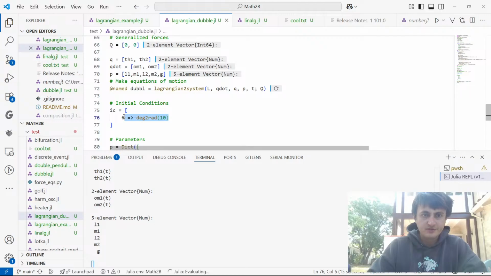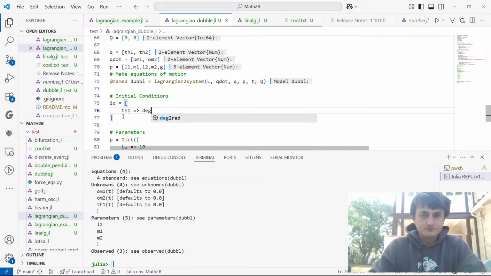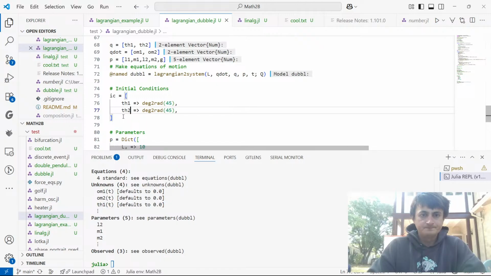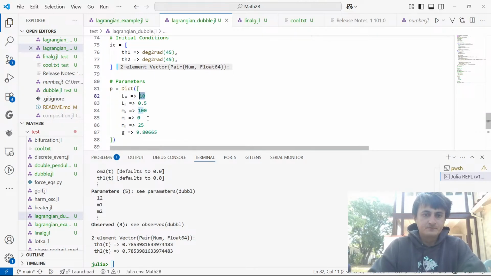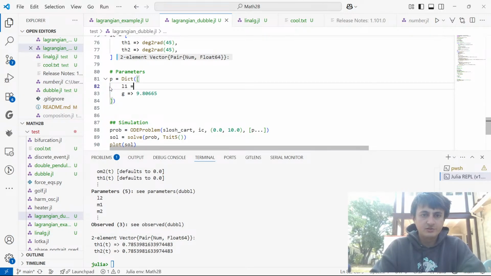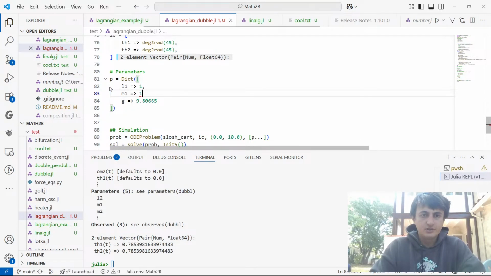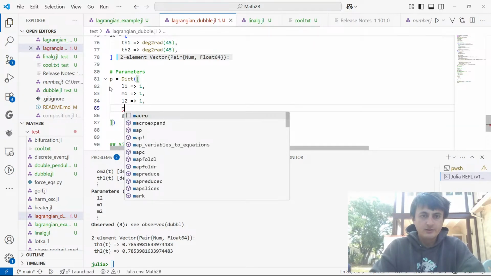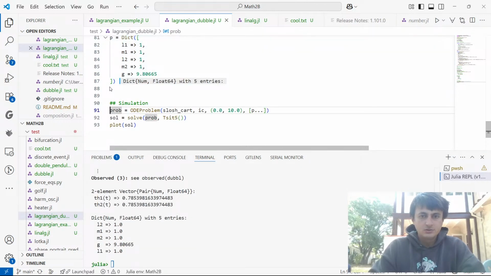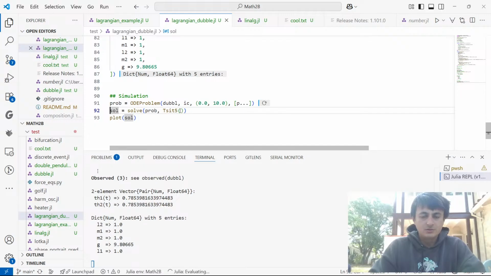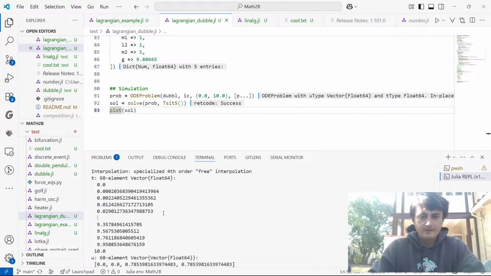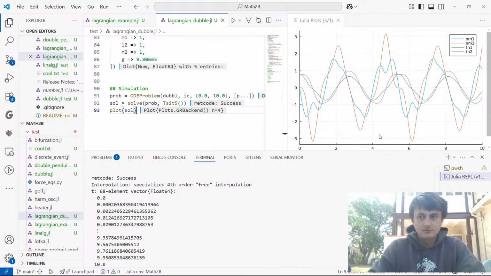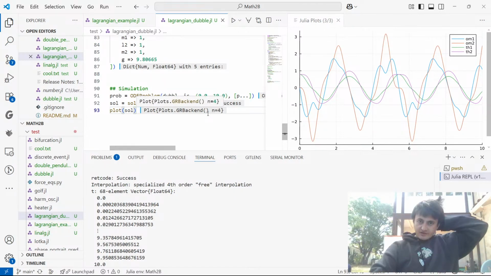The initial conditions are going to be theta 1, we can leave G. So we have L1 goes to 1, M1 goes to 1, L2 goes to 1, M2 goes to 1, double. I can't tell if that's right. Can we simulate it for longer?